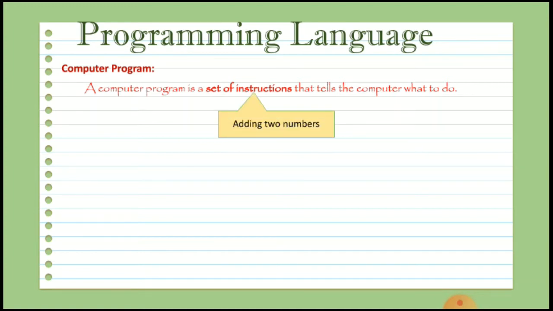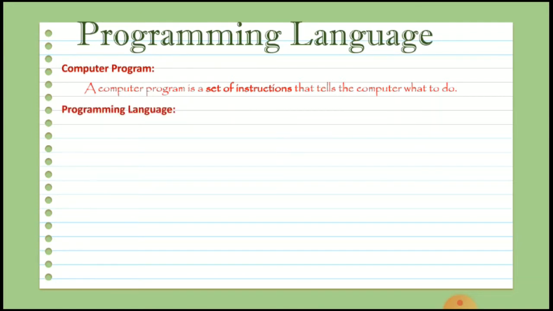For example, if you want to add two numbers, for that you have to create a computer program using instructions. Once you give the instructions to the computer to perform addition of two numbers, then computer will perform the addition and gives the accurate result or output.